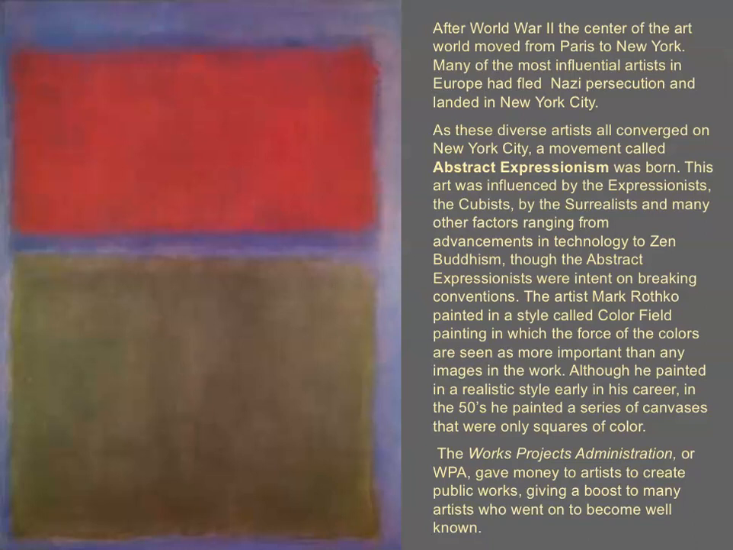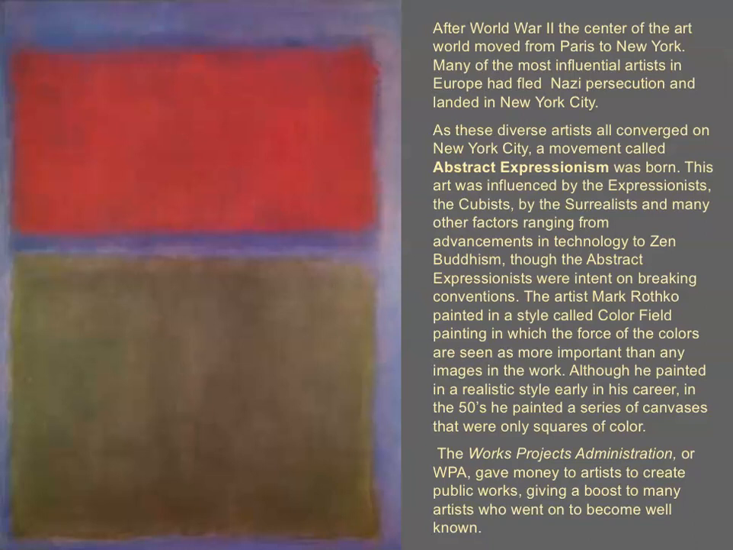After World War II, the center of the art world moved from Paris to New York City. Many of the most influential artists in Europe had fled Nazi persecution, and they ended up in New York. As these varied artists all converged on the city, a movement called Abstract Expressionism was born. This art was influenced by the Expressionists, the Cubists, the Surrealists, and lots of other ists, ranging from advancements in technology to the rise of Zen Buddhism, of all things.